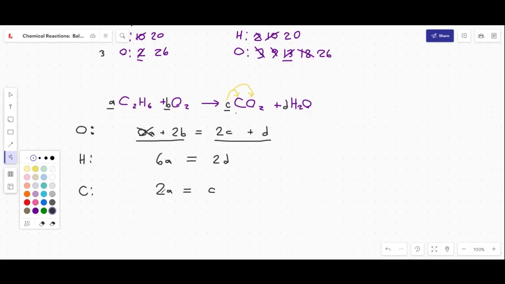So I'm going to solve for each one of these in terms of A. C is already equal to 2A. Makes sense. So C is equal to 2A. Now I'm going to solve for D in terms of A. For this one, I would just take 6A is equal to 2D and solve for D. I just divide both sides by 2, and this gives me 3A is equal to D. So D is equal to 3A.